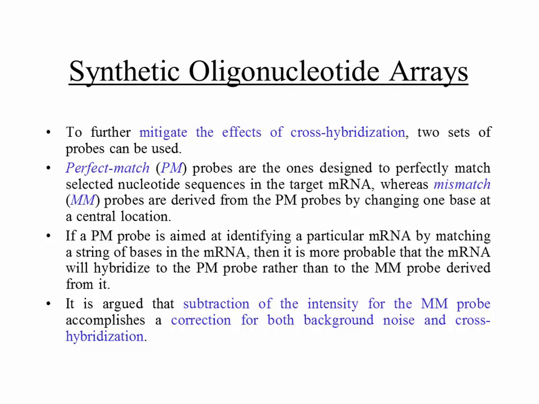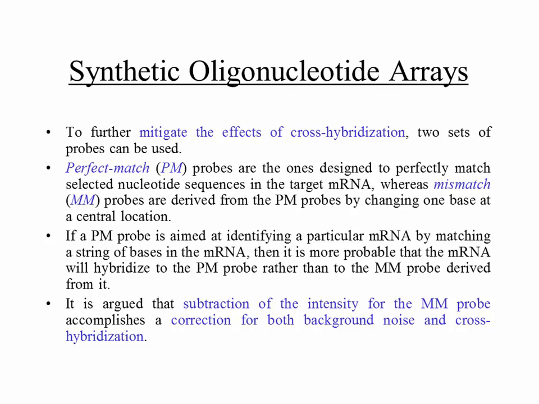Now, to further mitigate the effect of cross-hybridization, two sets of probes can be used. You can have what are called perfect match probes. These are ones that are designed to perfectly match selected nucleotide sequences in the targeted mRNA. Perfectly matched means they are perfect complements of that, whereas mismatched probes are derived from the perfectly matched probes by changing one base at a central location.